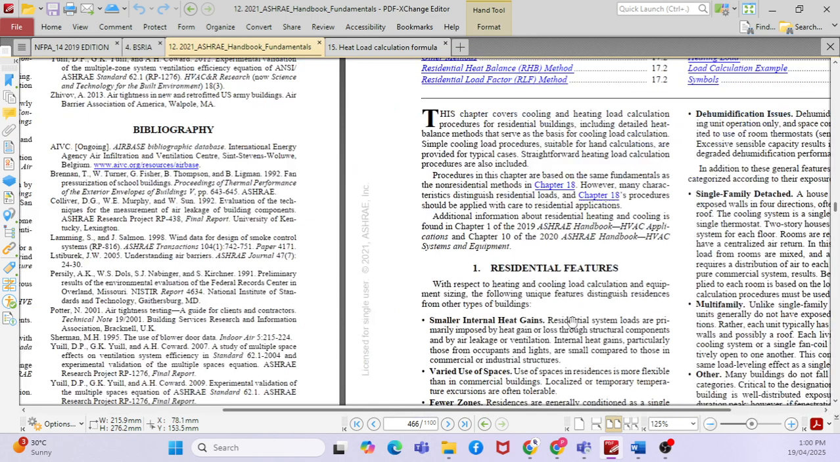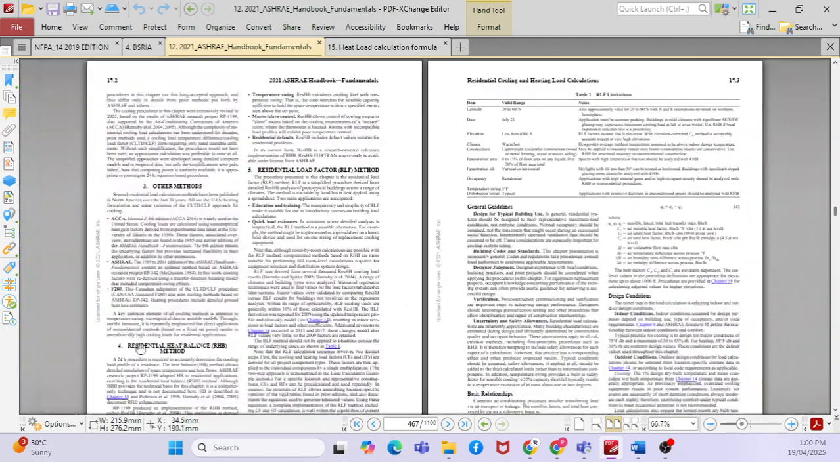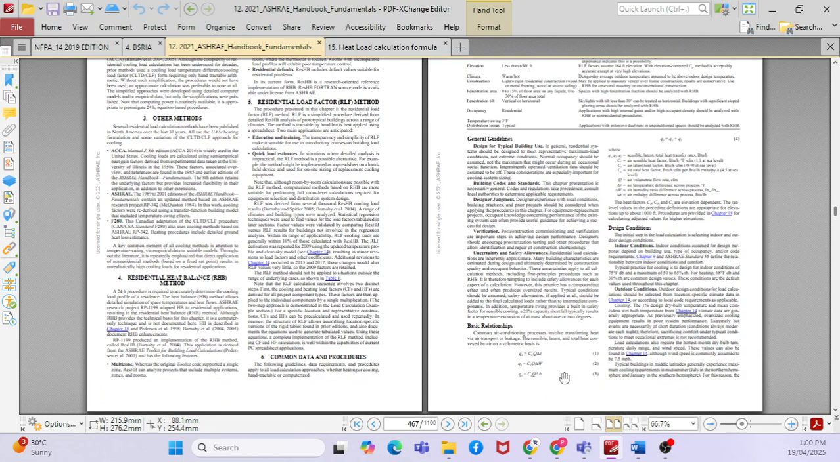When you go further down in ASHRAE Fundamentals, can you see the equations? You are sharing something? Actually, I cannot see anything here. Okay, let me share my screen as well.